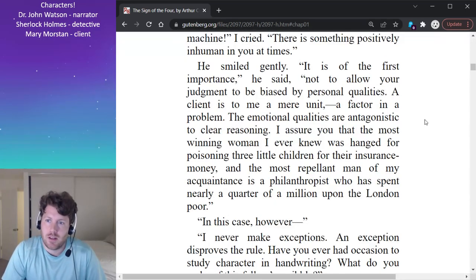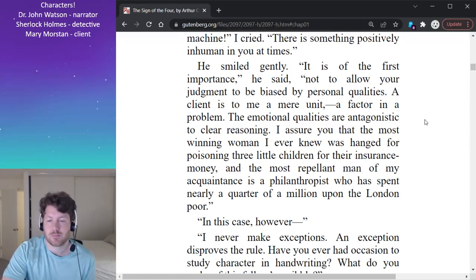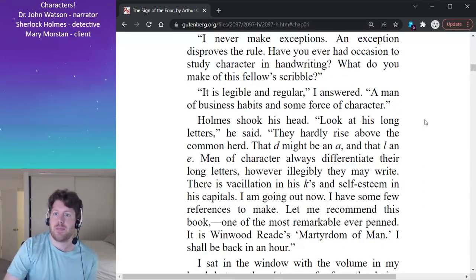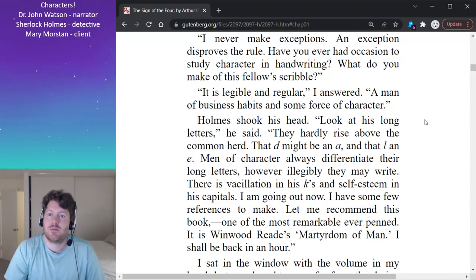He smiled gently. It is of the first importance, he said, not to allow your judgment to be biased by personal qualities. A client is to me a mere unit, a factor in a problem. The emotional qualities are antagonistic to clear reasoning. I assure you that the most winning woman I ever knew was hanged for poisoning three little children for their insurance money, and the most repellent man of my acquaintance is a philanthropist who has spent nearly $250,000 upon the London poor. In this case, however, I never make exceptions. An exception disproves the rule.